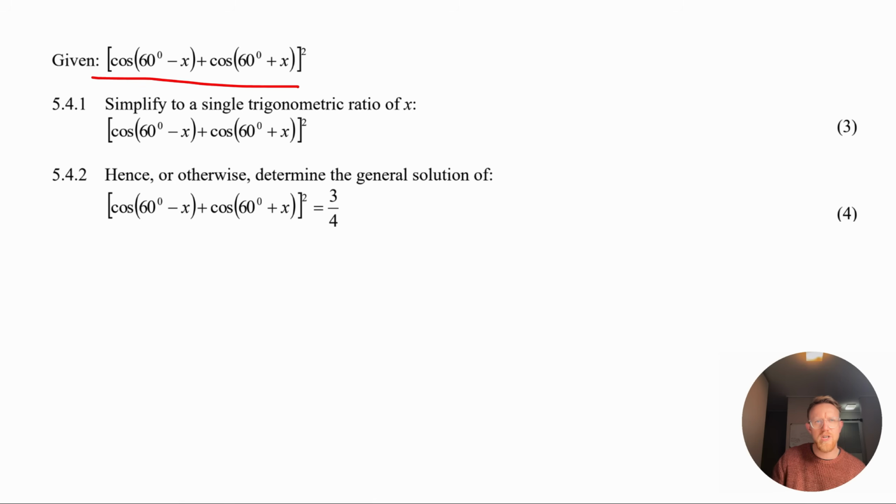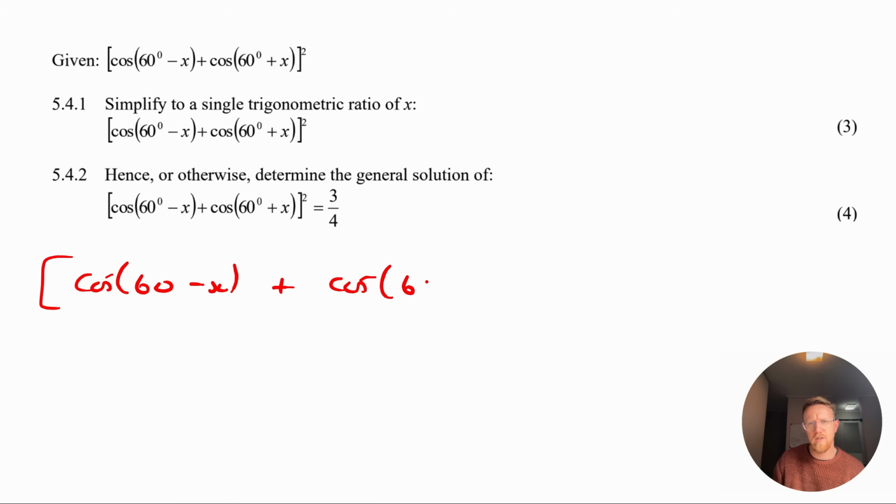Given this expression, they say simplify it to a single trigonometric ratio. So what we have at the moment is cos(60 minus x) plus cos(60 plus x), and then that's all squared. So I think what we can do, guys, is take this one, and then take this one, and expand them using our compound angle formulas.